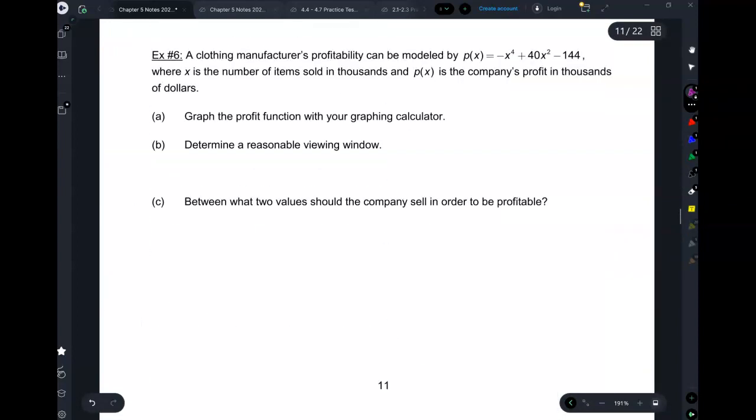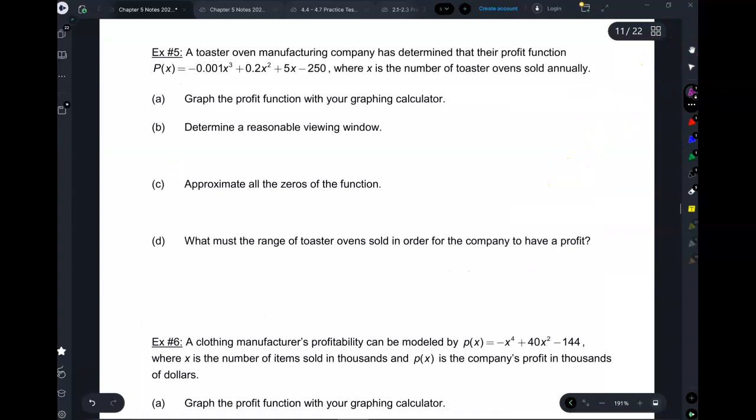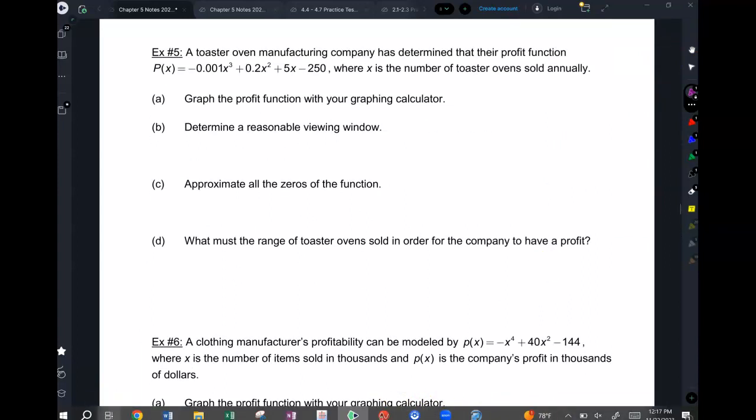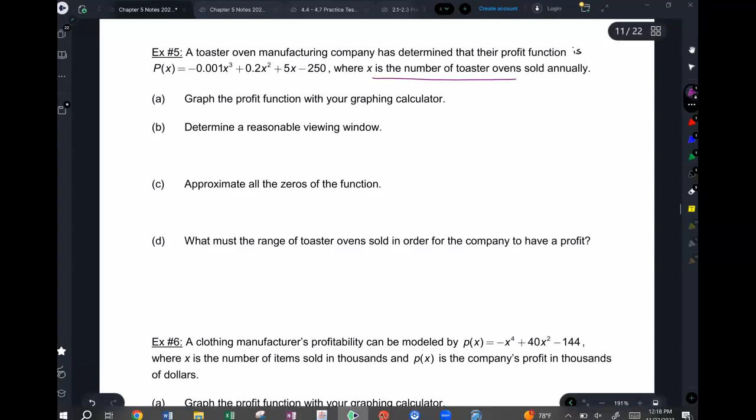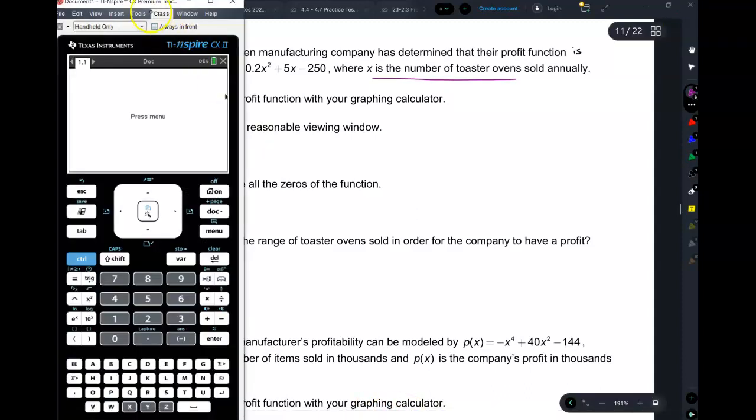Okay. Take out your calculators. Okay, so take a look. A toaster oven manufacturing company has determined that their profit function is P of X, where X is the number of toaster ovens sold annually. Graph the profit function with your graphing calculator. So go ahead and graph.